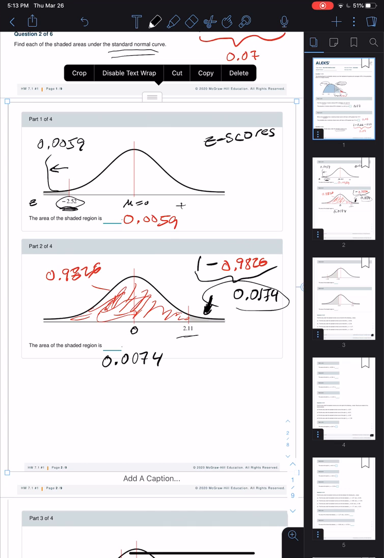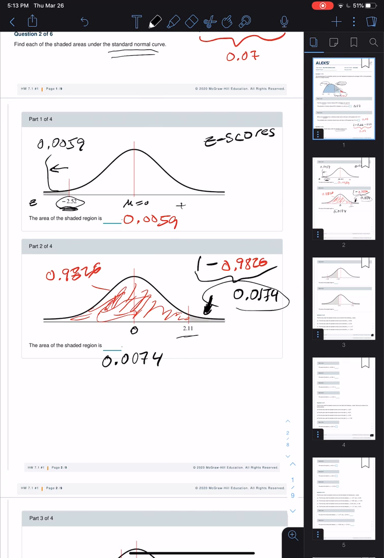Okay, this thing's kind of wigging out on me a little bit here. Let's see if I can move on.